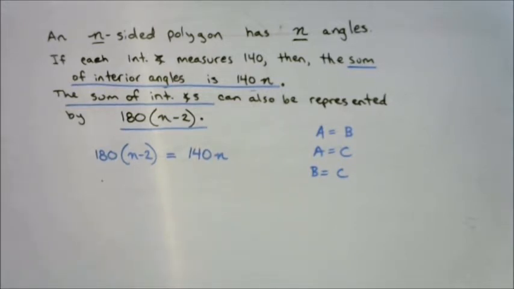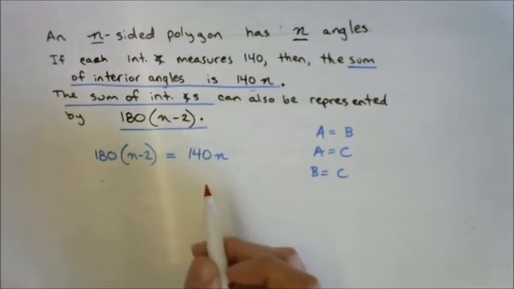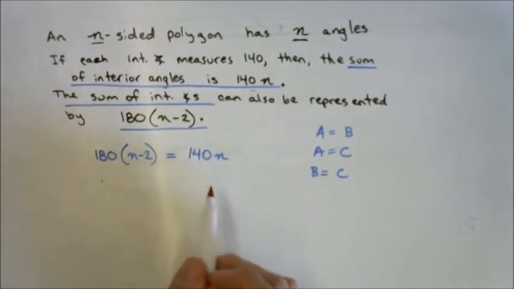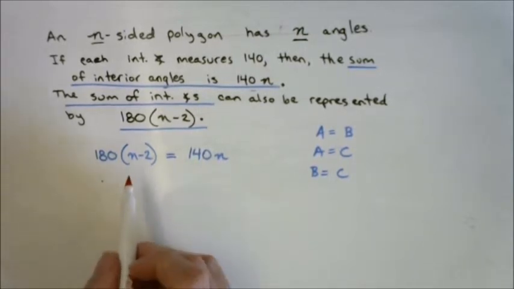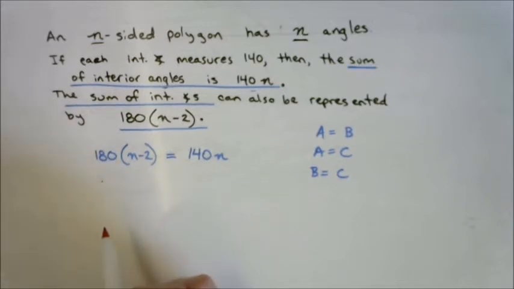What are we going to do first? Our goal in any algebra equation is to get all our variables on the left, all our numbers on the right. So what am I going to do in order to get all my variables and collect like terms? Add 2 to both sides. Minus 140.